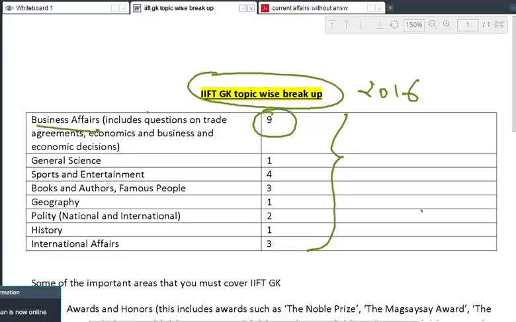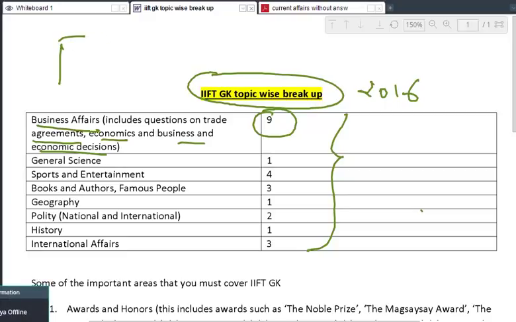And when I say business affairs, it includes questions on trade agreements, economics, business and economic decisions. So if there are any major business and economic decisions that have been taken in the country or at the international level this year, then you should definitely expect a question from that. Last year we had this question: Jabong was acquired by which of the following firms? I will show you some last year questions and you will find that they are very much gettable if you are smart with option elimination and how to fit the options.